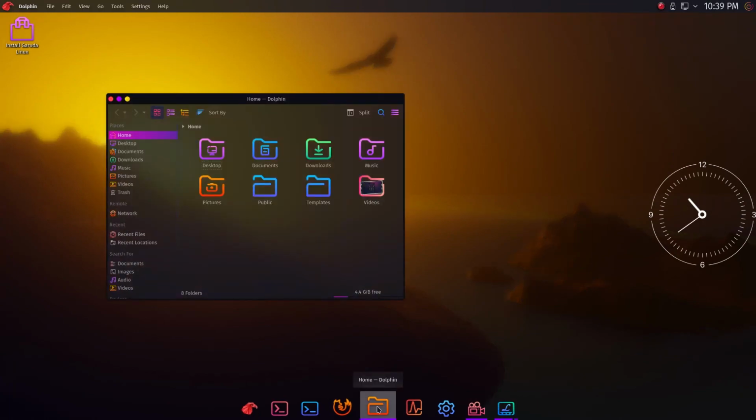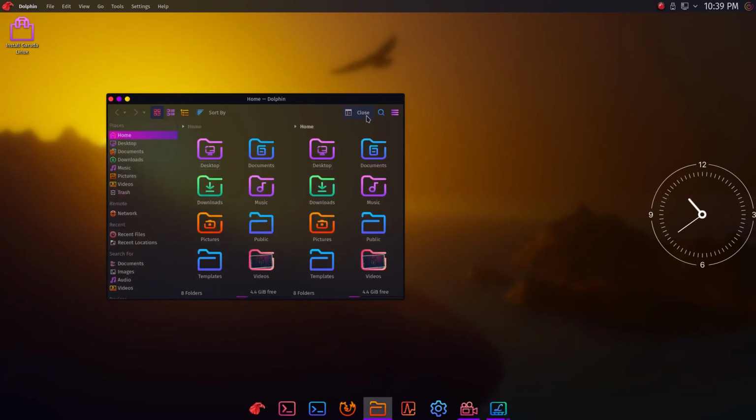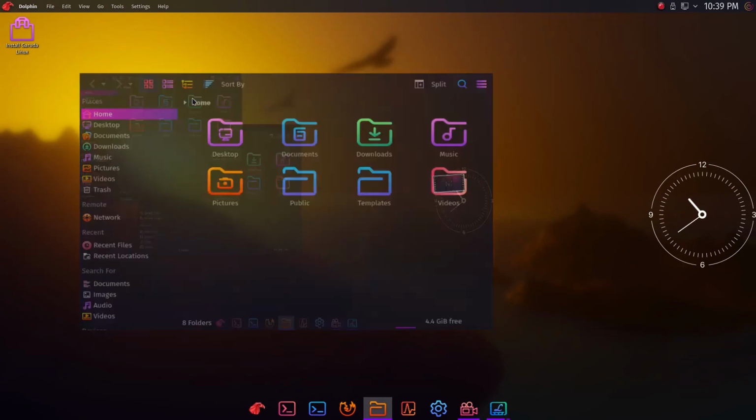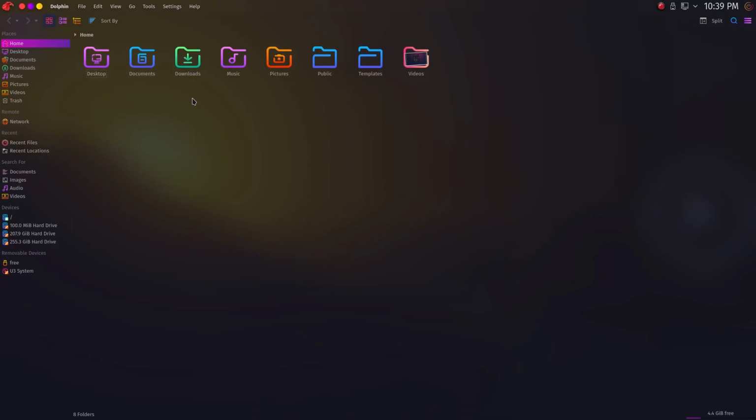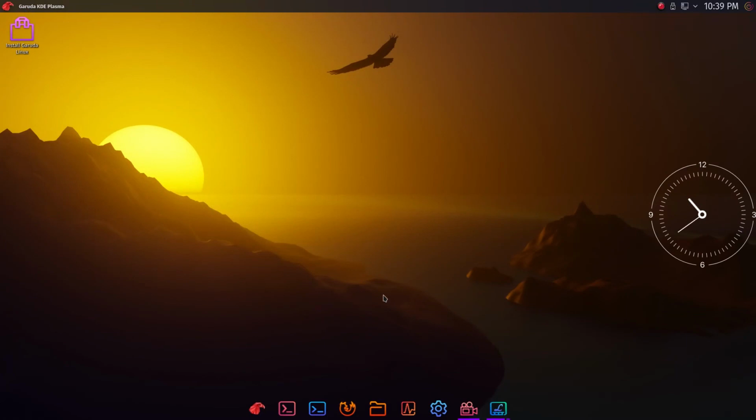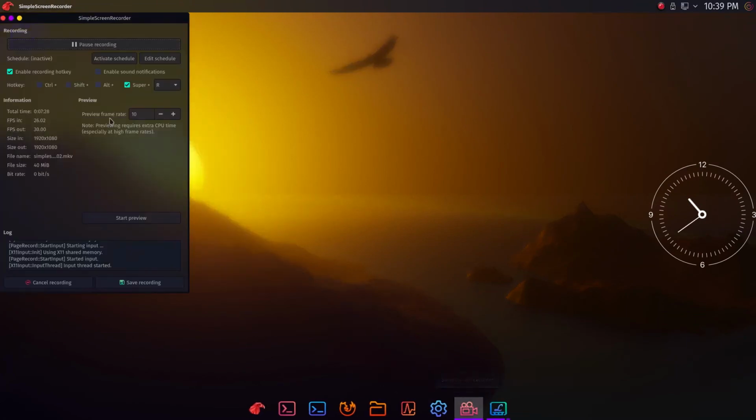So if you're looking for something different, and maybe you are a little bit more advanced, you can certainly try an Arch-based system like this. Again, there are different desktop environments if you don't like Plasma. But take a look at this. This is by far the prettiest Linux I think I have ever seen.